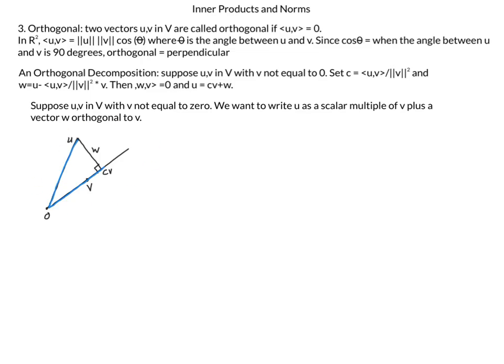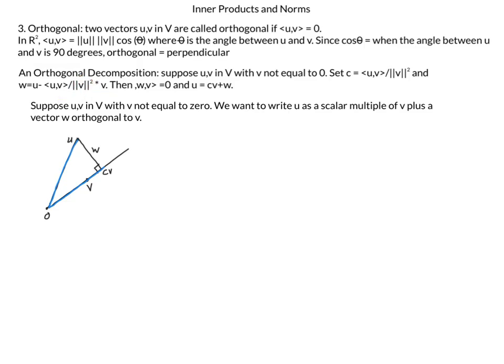And the picture looks like this. We're given the vector u and the vector v. Now we want to write u as a linear combination of some scalar multiple of v and a vector w perpendicular to v. This theorem tells us that c will be equal to the inner product of u and v divided by the norm of v squared, and that w then will be equal to u minus the inner product of u and v divided by the norm of v squared times v.